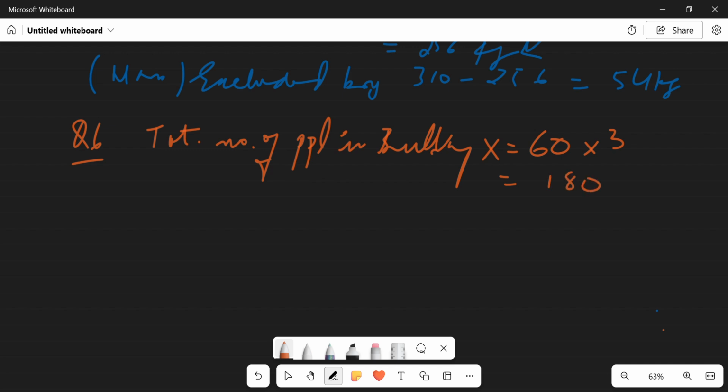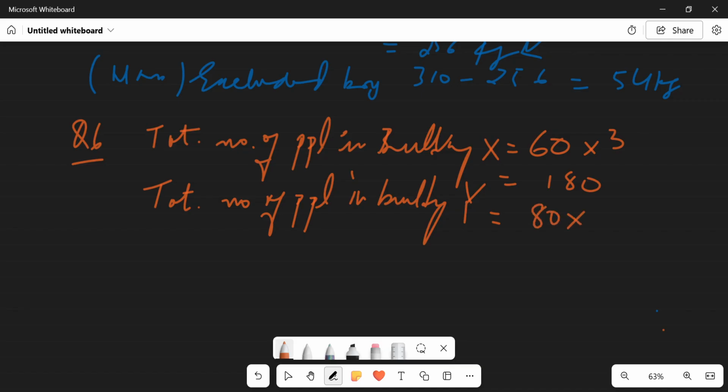Now the total number of people in building Y. Building Y has 80 units. So 80 times 4 gives you 320.